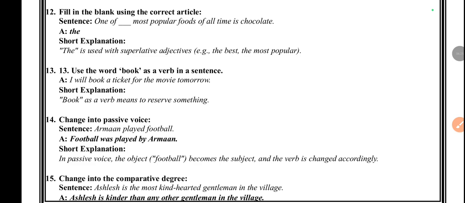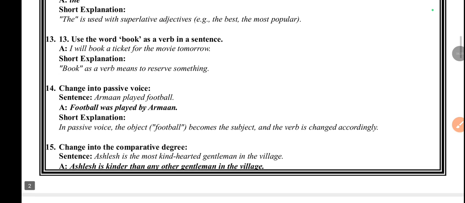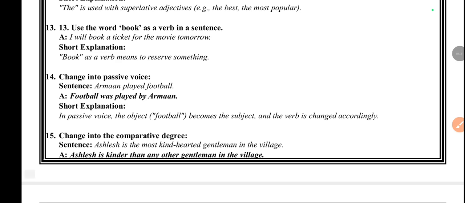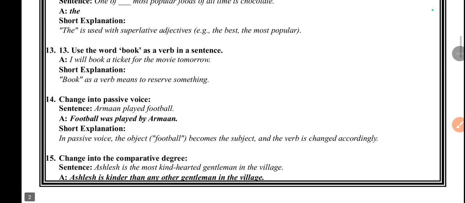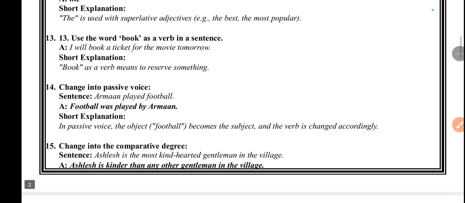Okay, one of the most popular foods of all time is chocolate. Then the article "the" is used with superlative adjectives. So, the best, the most popular.